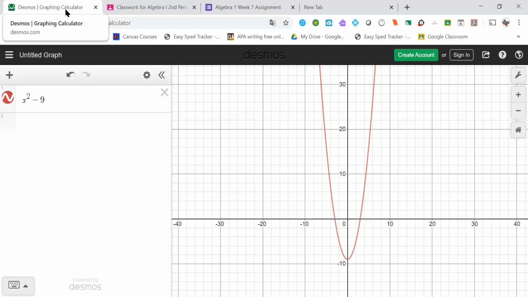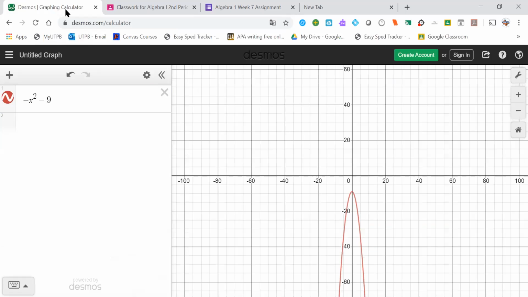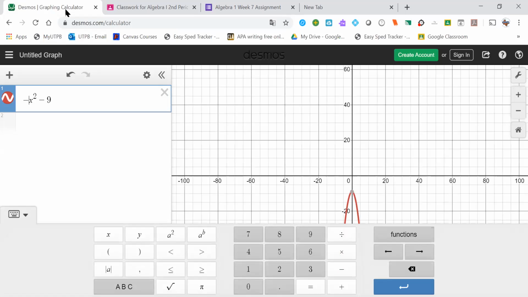So this is going to be opening up. Now earlier I said if there's a negative in front of the x, it will open down, just like a frowny face. And that's going to be important for when we get to lesson 8. Just a little heads up.